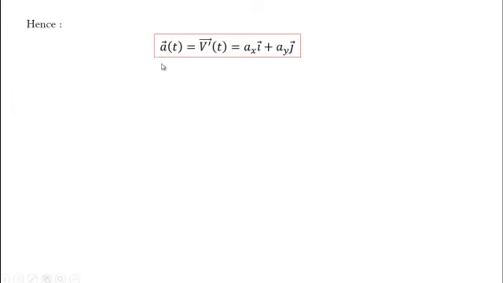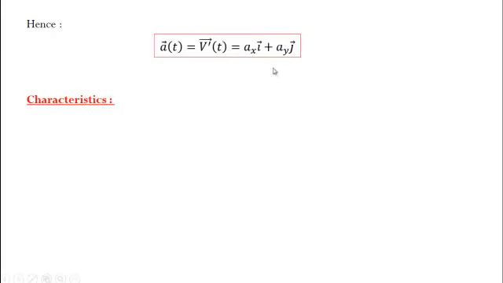This means a equals v prime. It's a vector in terms of i and j, and it's a vector in terms of the time. This means in order to find a1, for example, after finding the vector, we can substitute the time: t equals 1 second, t equals 2 seconds, and so on. So we'll have more detailed information about the motion.